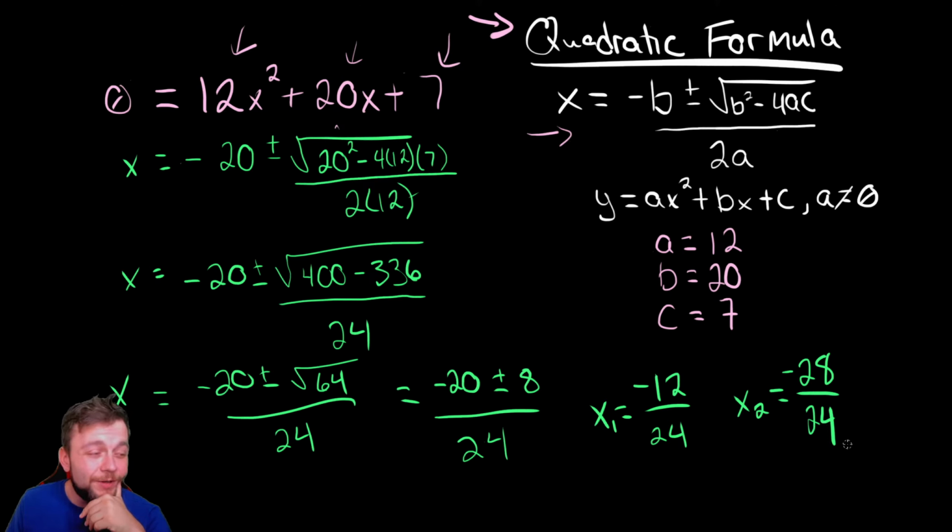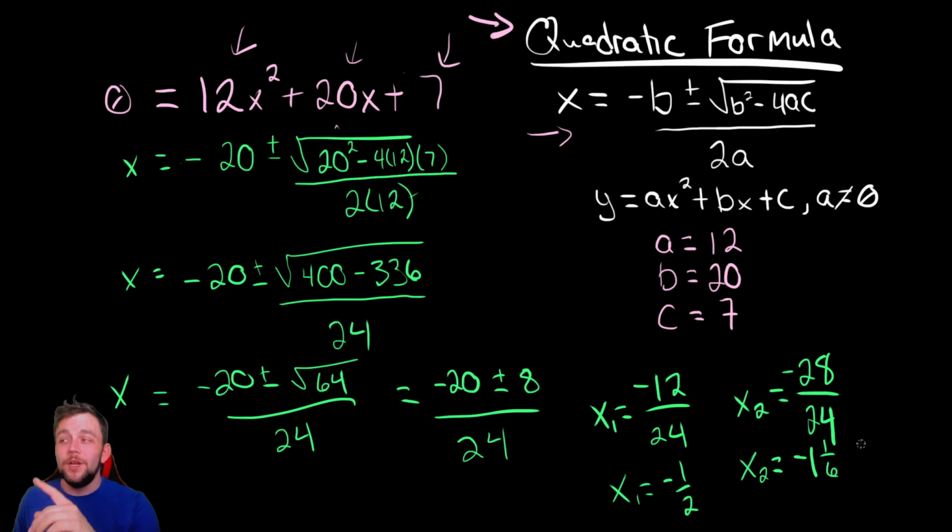So we're at 14 over 12. You know what? We can make this a little bit easier. Let's just write this as a mixed number. How many times does 24 go into negative 28? One whole time. So we get a negative 1, and our remainder is 4 over 24, and that would be 1 over 6. Negative 1 and 1/6. So these are our two zeros: x1 equaling negative 1/2, and x2 equaling negative 1 and 1/6. I just converted that over to a mixed number.